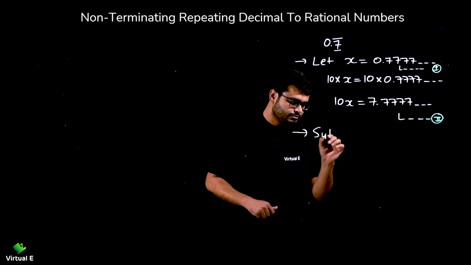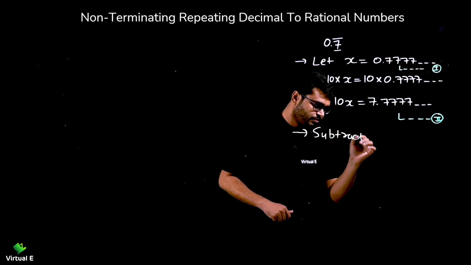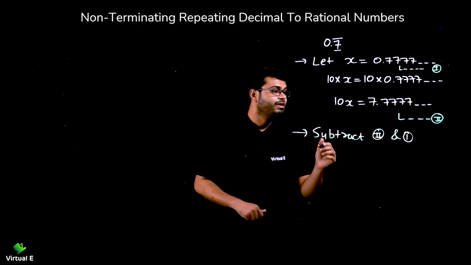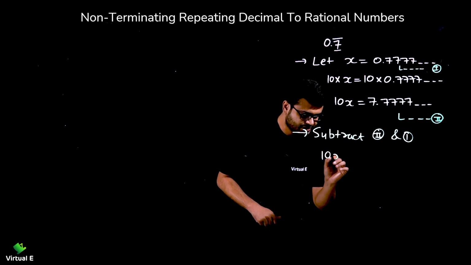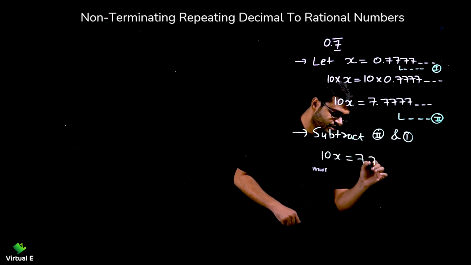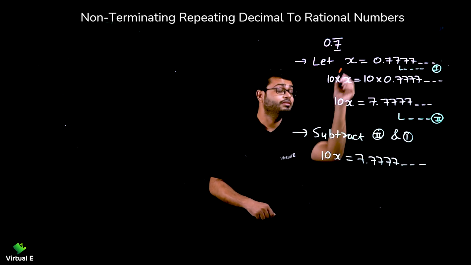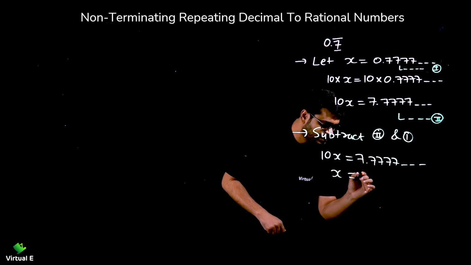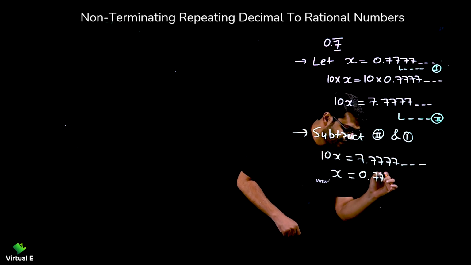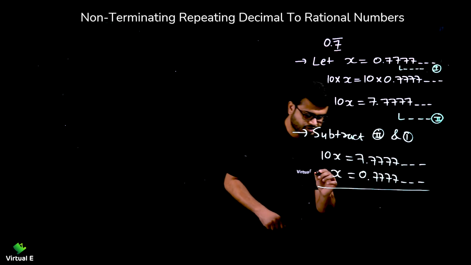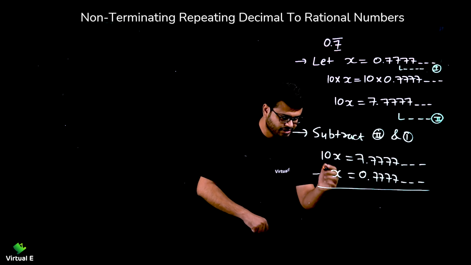Let's write, subtract 2 and 1. So how are we going to do it? Let's write 10x is equal to 7.7777 dash dash dash, and another is x over here, that is 0.7777 dash dash dash, right? And we are talking about subtraction. So 10x minus, here nothing means 1x.